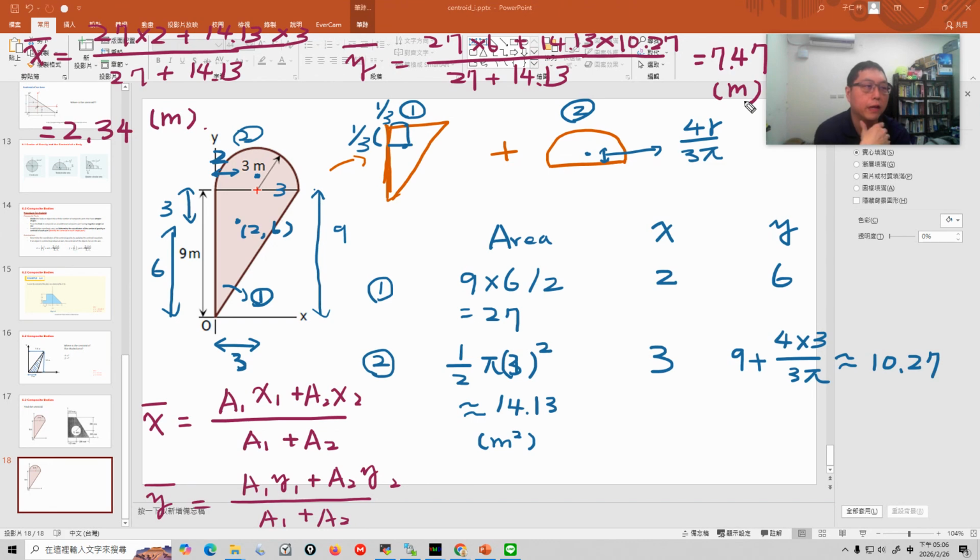So this is also a very fundamental example of calculating the centroid of a composite area. Treat the composite area as a combination of simple shapes, calculate the centroid of each part, then do the area average, and you can find the coordinate of the centroid very easily. This type of calculation is very fundamental in mechanics of materials. I hope everyone knows about this.